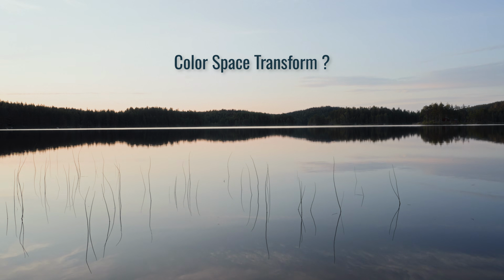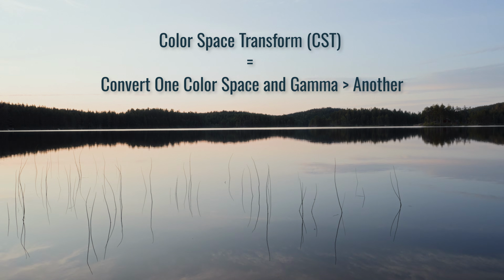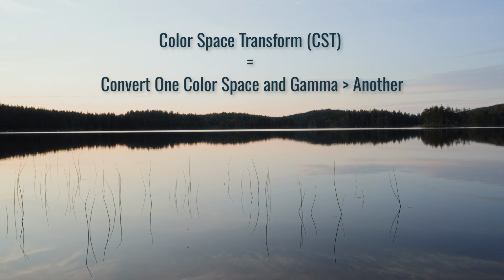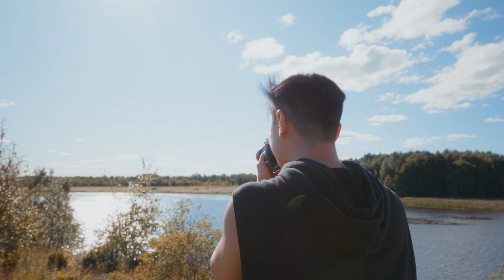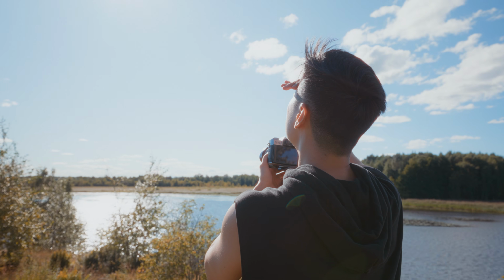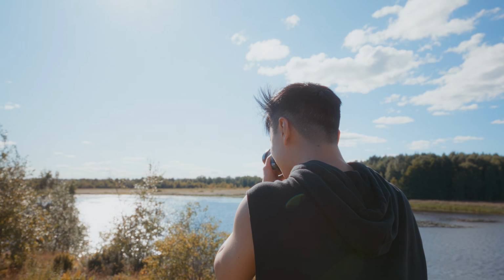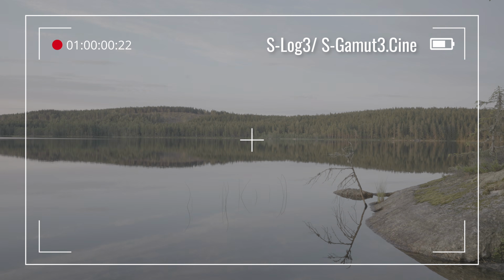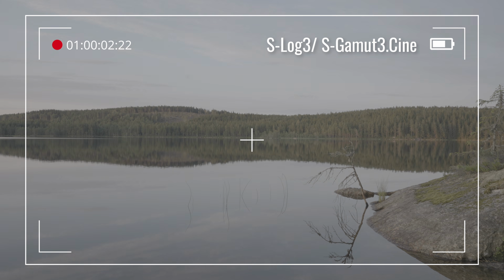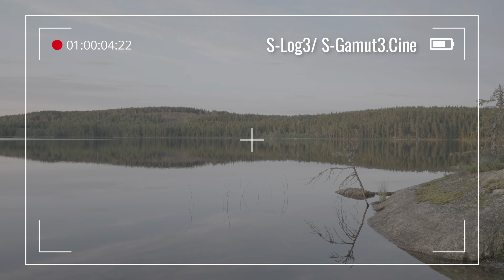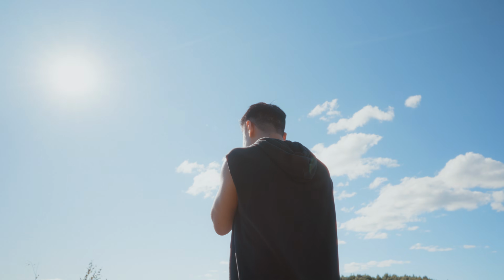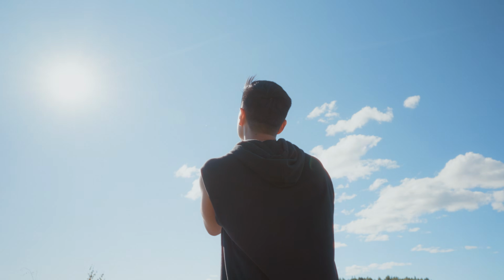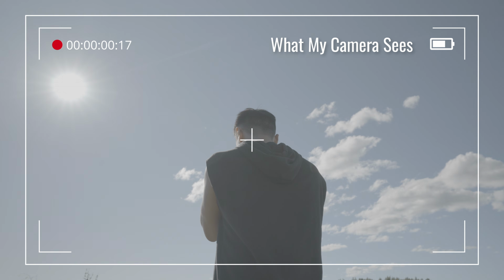A lot of people overcomplicate what color space transform actually does. Let's keep it simple. It's just a tool that converts footage from one color space and gamma to another. That's it. For example, if you shoot in log such as S-Log3, V-Log or Canon Log, your image looks flat, desaturated and gray straight out of the camera. That's your camera capturing a wider dynamic range and color space, meaning more data from the real world. But that is just how the camera sees the world.